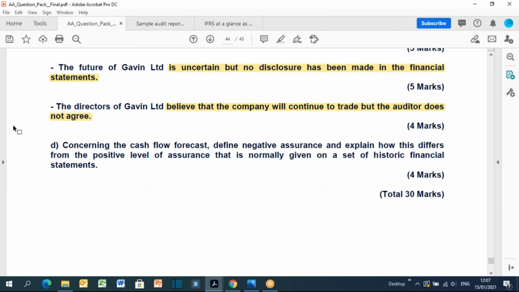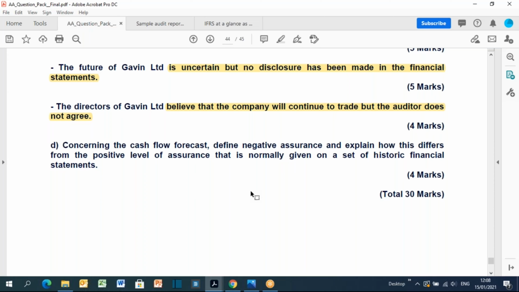If we look at the next question concerning the cash flow forecast: define negative assurance and explain how this differs from the positive level of assurance that is normally given in a set of historic financial statements. You should know the difference between negative and positive assurance. When it's about negative assurance, don't think that it is something that is minus, or just think that it is a lower level of assurance, because these are given in prospective financial information forecasts, and you'll see this in AAA in the strategic professional exams.